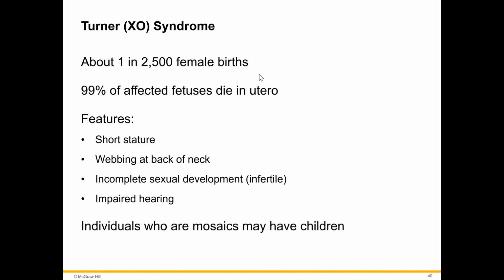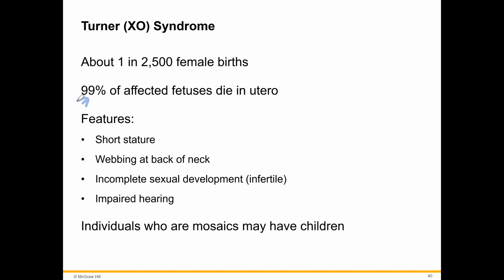So the first is Turner syndrome, and if you look over here, Turner syndrome is X0. That means one X chromosome is missing. It's about 1 in 2,500 female births.